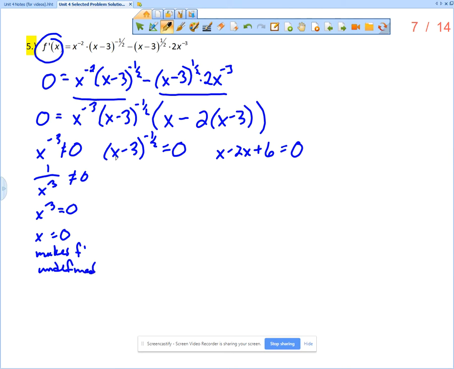Next, x minus 3 to the negative 1/2. Remember, when is that equal to 0? Well, that's never 0, because that means 1 over the square root of x minus 3 equals 0, which cannot be true. But if the denominator, the square root of x minus 3, is equal to 0, then the function would be undefined. So I'm going to square both sides and add 3. So x equals 3, once again, makes f prime undefined. But also, if you think about it, anything less than or equal to 3 would make f prime undefined.